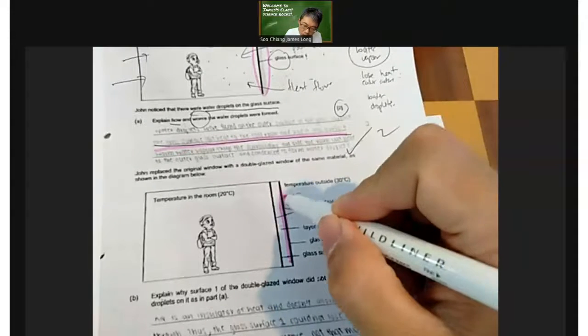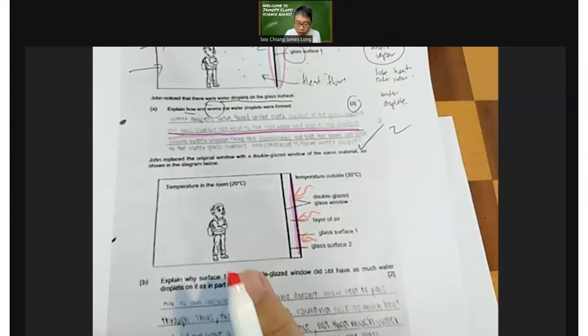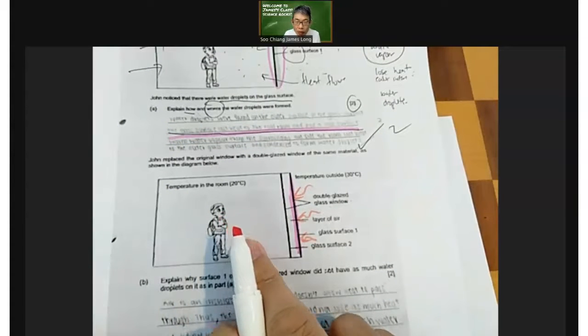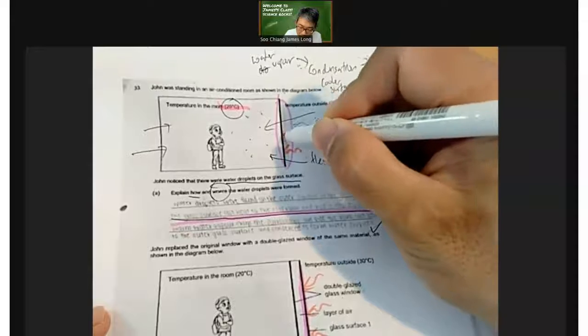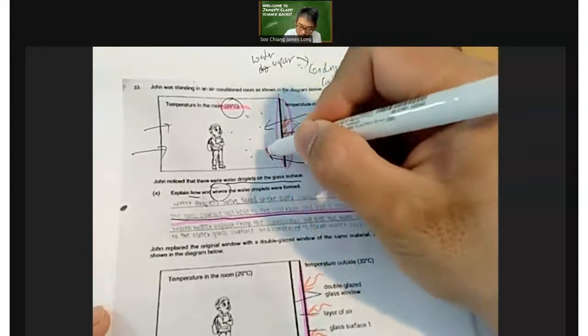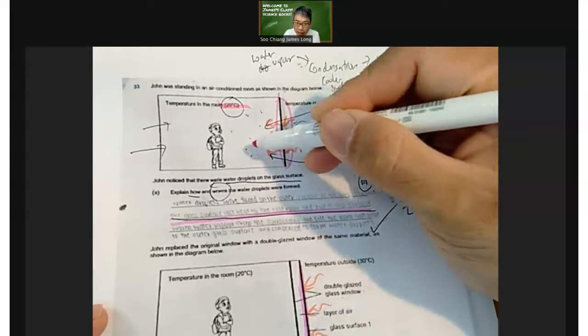This glass surface 1, which is the outer glass surface, will be getting heat from the environment. But it will not lose heat to the cooler air in the room as easily, as quickly. It will be much slower compared to this. Because here, when the glass gains heat from the environment, the heat can be conducted through the glass slowly, but into the air inside. So the glass actually loses heat to the air inside the room.